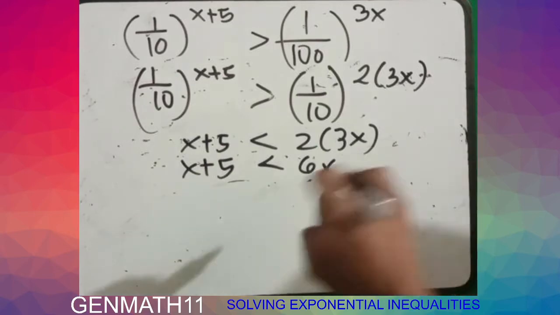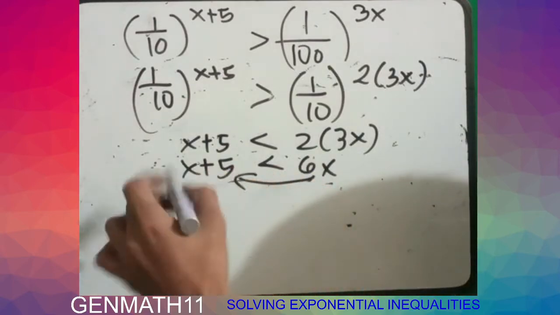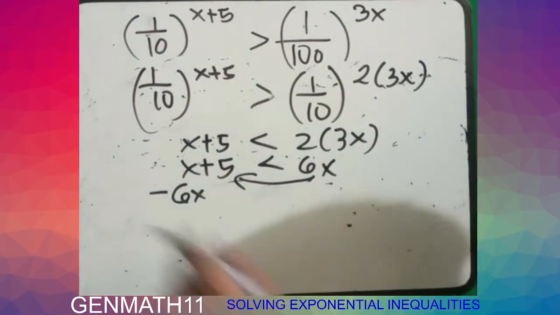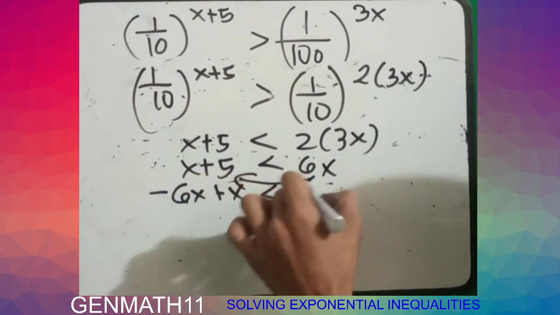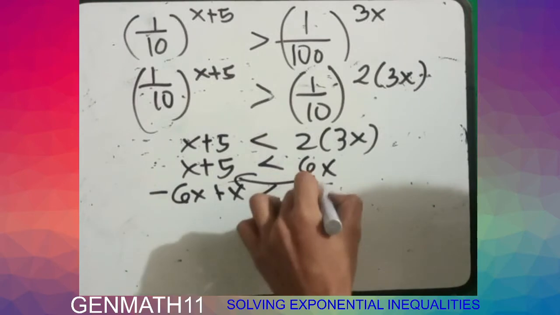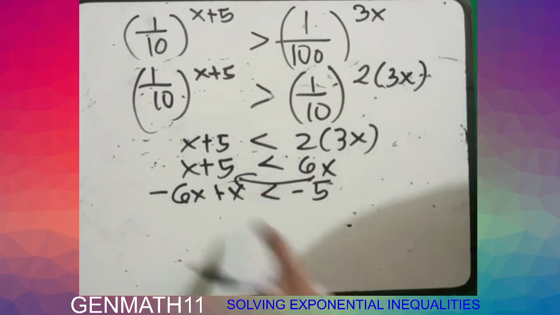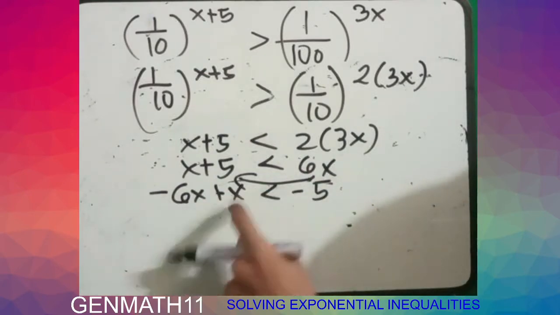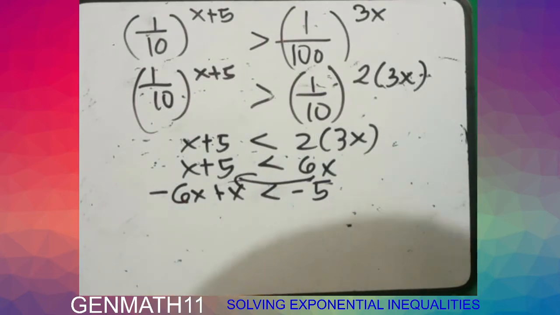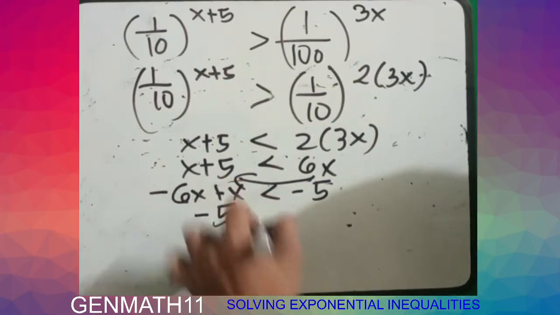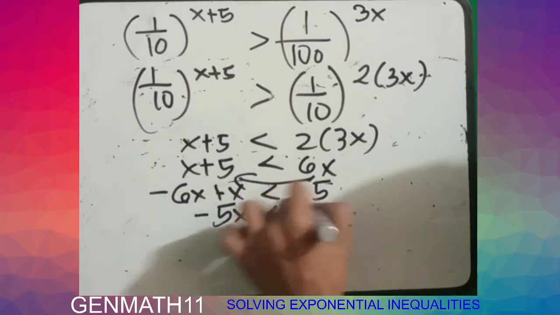So next, ililipat natin si 6x kabilang magiging negative 6x. Then plus x is less than si 5, ilipat natin magiging negative 5. So kahit magkapaliktad sila ng pwesto ha, basta nasa isang side. So negative 6x plus x, ang sagot dyan ay negative 5x is less than negative 5.